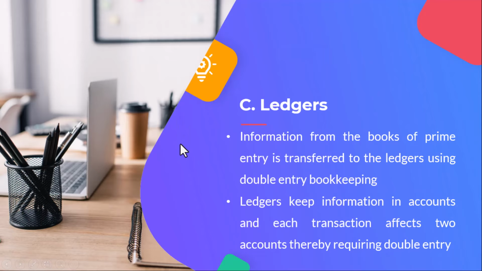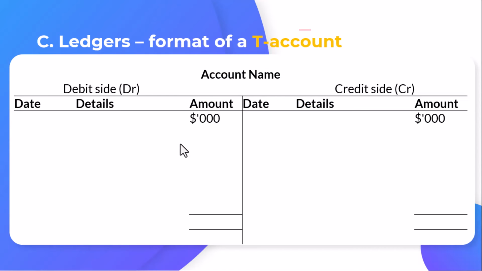Information from the books of prime entry is summarized and transferred into ledgers. Ledgers are kept using double entry bookkeeping. A typical ledger account would look something like this. There's the account name, there's a debit side, and then there's a credit side. On the debit side you show the date, details, and amount, and on the credit side you also show the date, details, and amount.